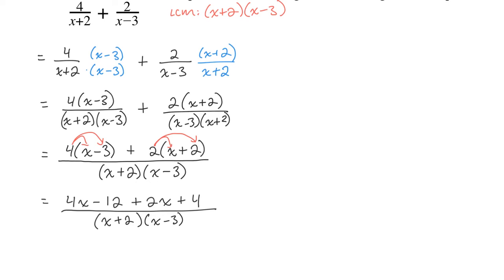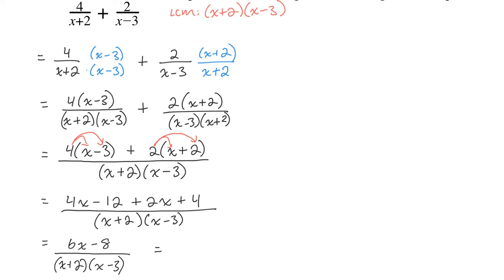And now we can start adding and collecting our like terms. So our numerator becomes 6x minus 8, and that's all over x plus 2 times x minus 3. So remember, just like rational numbers, our denominator stays the same. So this might be able to be simplified even further. Remember back to our last lesson when we needed to factor and cancel out any of our common factors within the numerator and denominator. So let's actually factor our numerator and see if there is a common factor.